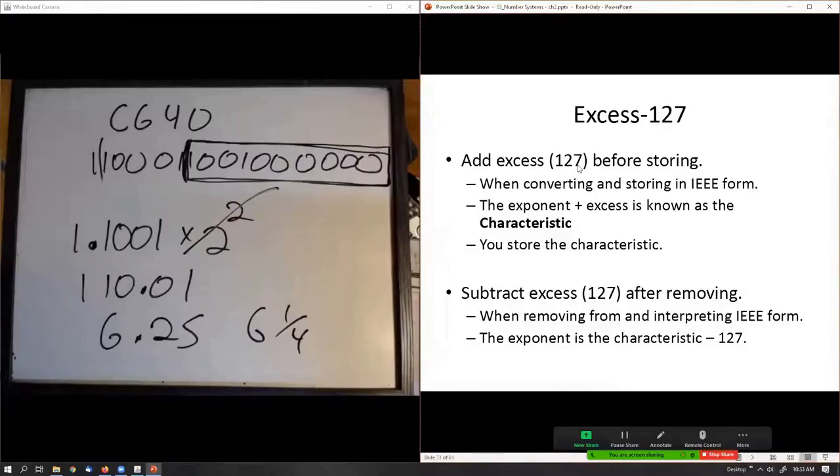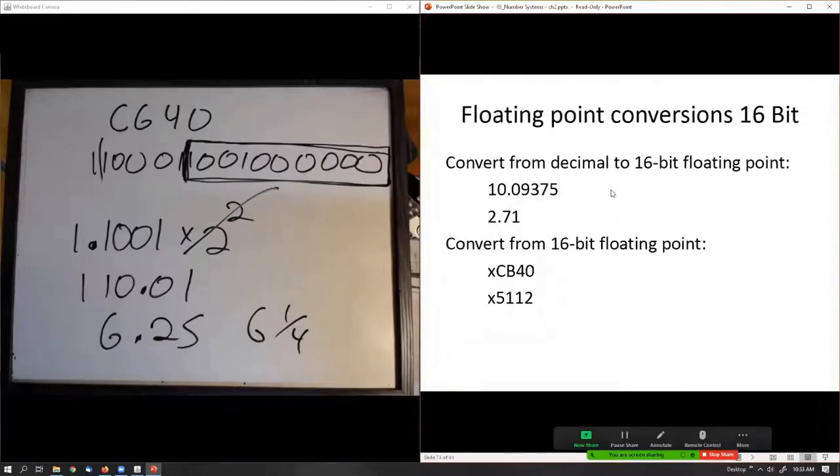So what happens if we have 8 bits? 2 to the 8 is 256. Half of that is 128. Minus 1 is 127. So our excess in this system is 127, and it'll always be 127. The excess for the 16-bit will always be 15. The excess for 32-bit will always be 127. So you don't even have to think about those or worry about those. All right, so let's do these examples.